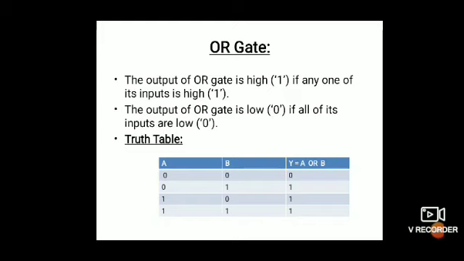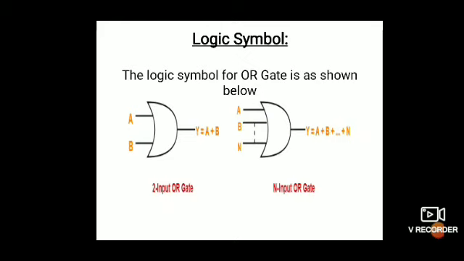So next we will discuss the symbol diagram. The symbol of the OR gate is shown as given below. Here, in the two input OR gate, A and B are the inputs and Y equals A plus B is the output. We can use multiple inputs and their relationship can be represented as in the second diagram.